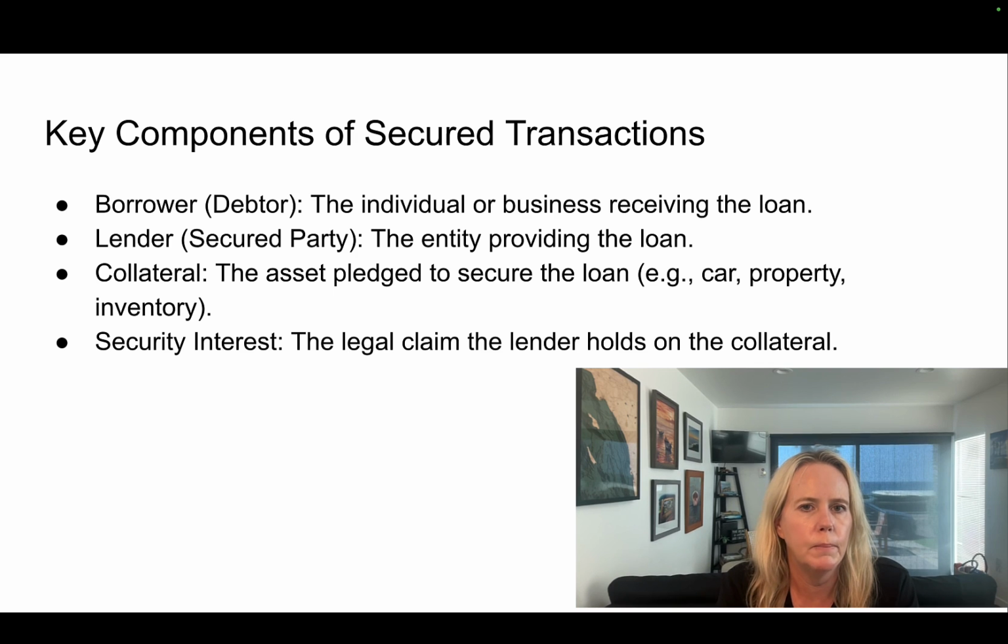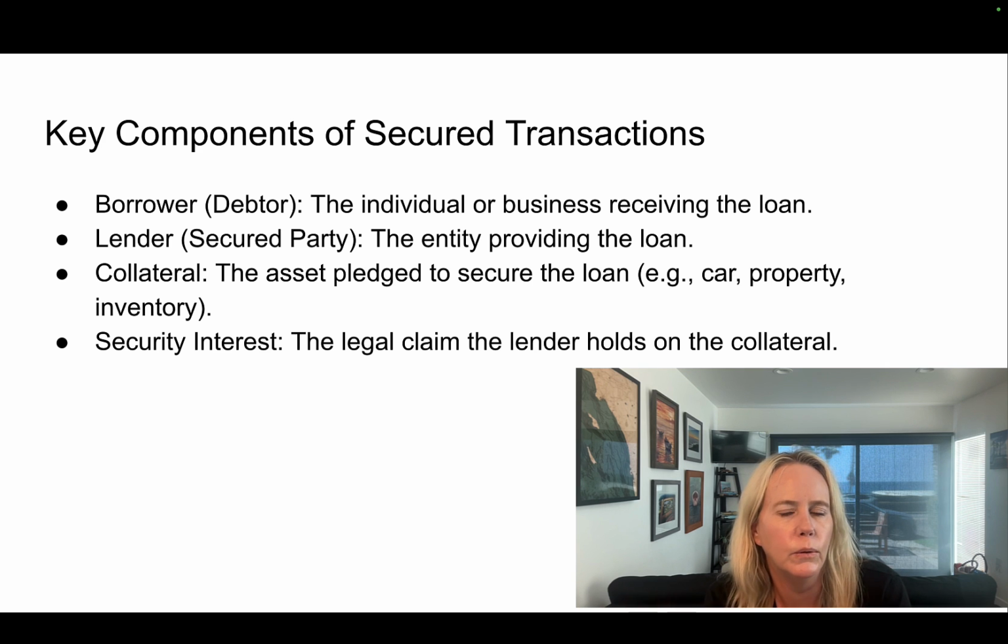So some key components of secured transactions. Well, first of all, you need the borrower, also known as the debtor. This is the person who is receiving the loan and generally making the purchase. The lender, also known as the secured party, is the entity that's providing the loan. The collateral is the asset pledged to secure the loan. And then the security interest is the legal claim that the lender holds on the collateral. More about that in a minute.